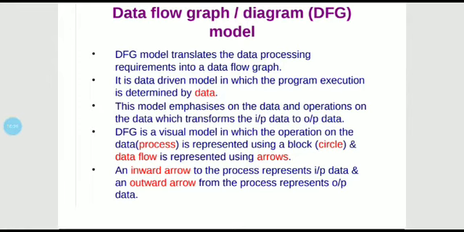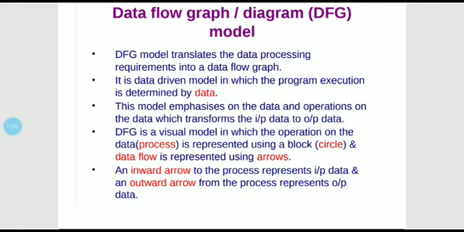This model emphasizes the data and the operations on the data, which transform the input data to output data. Indeed, the data flow graph is a visual model in which the operation on the data is represented using a black circle and the data flow is represented using arrows. An inward arrow to the process represents input data, and an outward arrow from the process represents output data from the DFG.